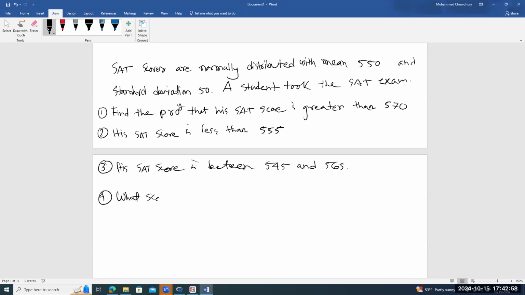What score does the student need to have in order to be in the 88th percentile? These are the 4 questions I'm going to solve, then we are done.